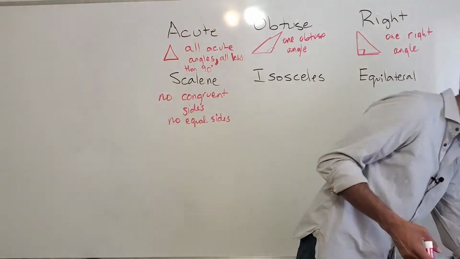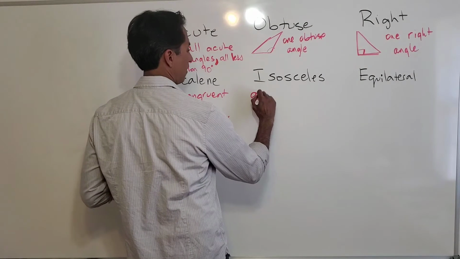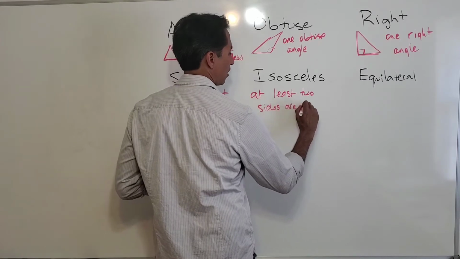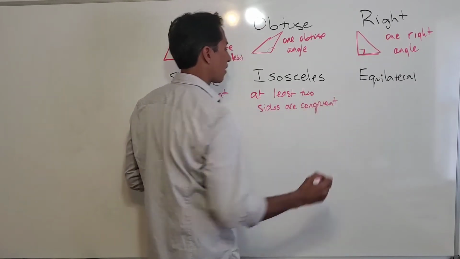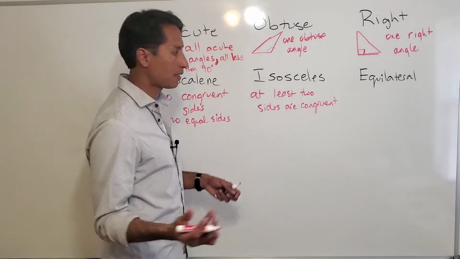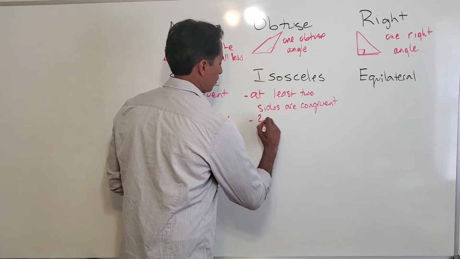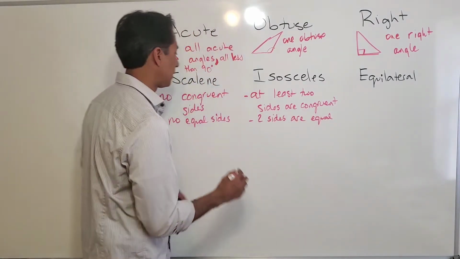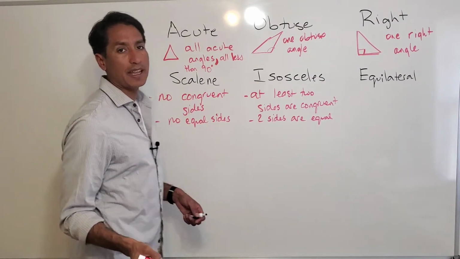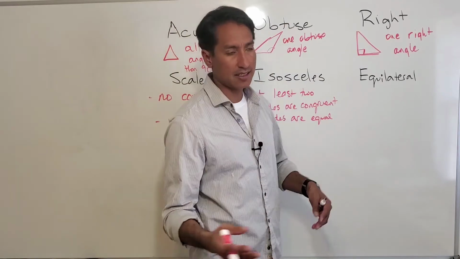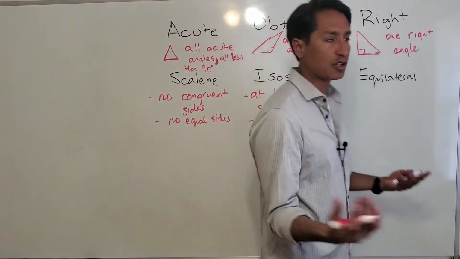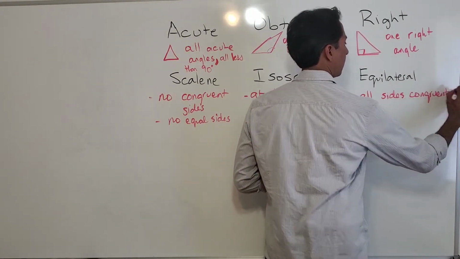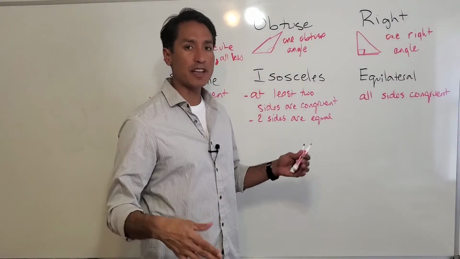Isosceles, it says at least two sides are congruent. Okay, so at least two sides are the same length. So we could say two sides are equal, or two sides are the same length, if that helps. Okay. And then we have equilateral, which means that all three sides are the same length. And the book just says all sides congruent. Okay.